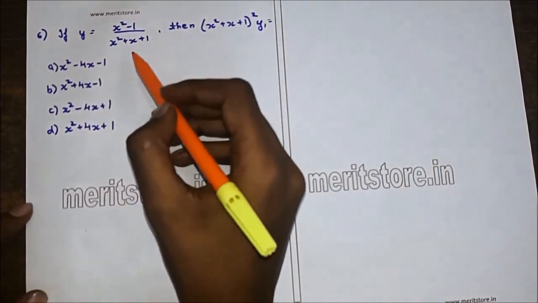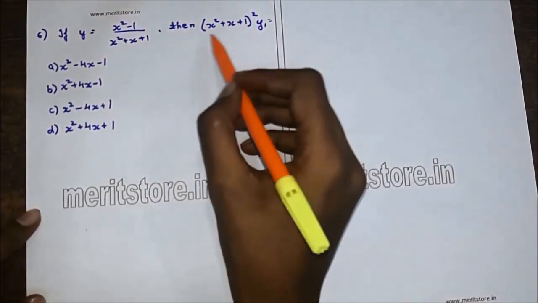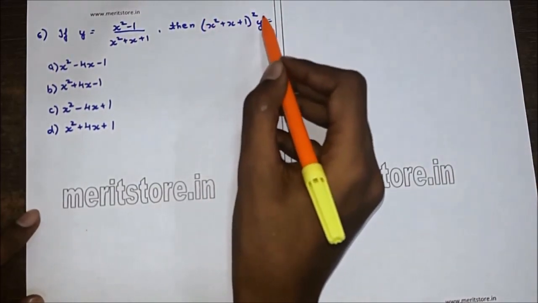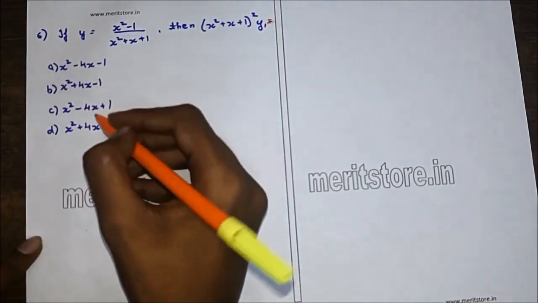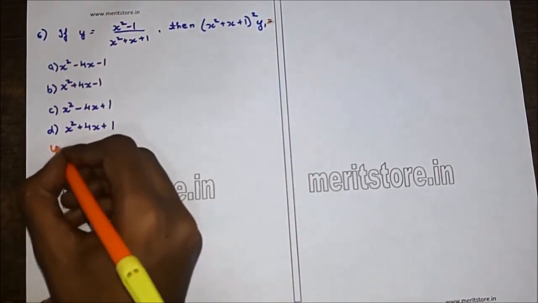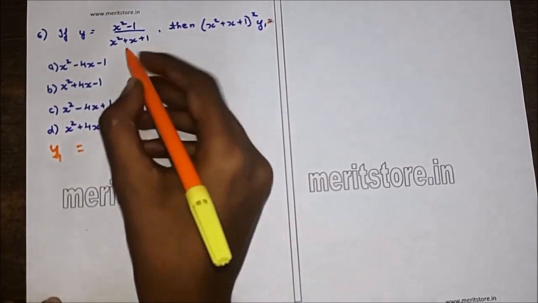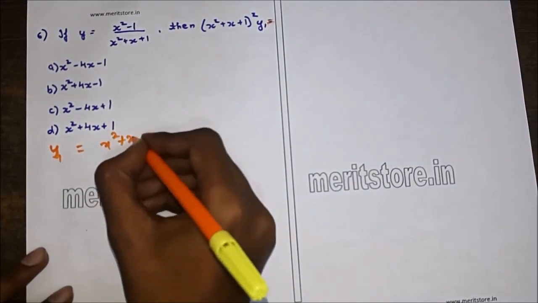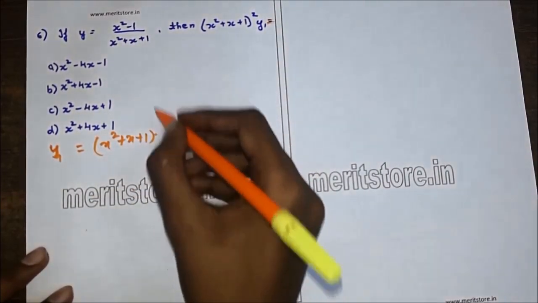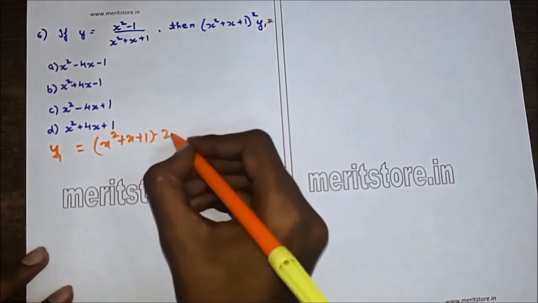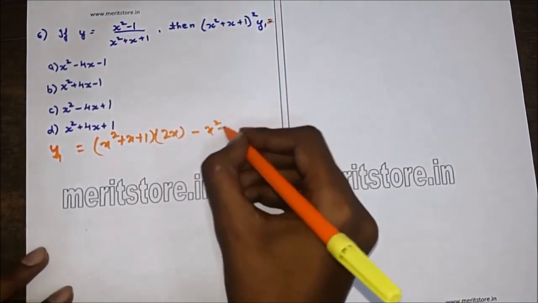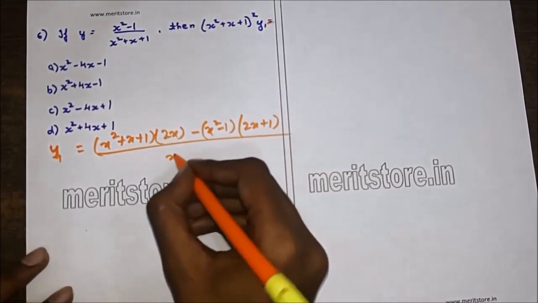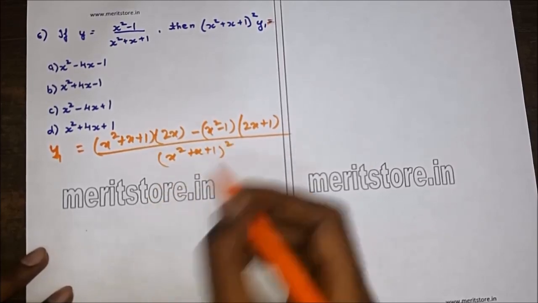If y is x square minus 1 upon x square plus x plus 1, then we need to simplify the term x square plus x plus 1 the whole square into y1. So these are the options. So first we differentiate y. So y1, that is the first derivative of y, is in the form of u by v. So it is v into derivative of u, that is x square plus x plus 1 into derivative of u, that is 2x, minus u into derivative of v, that is derivative of this term is 2x plus 1, upon v square, that is x square plus x plus 1 the whole square.